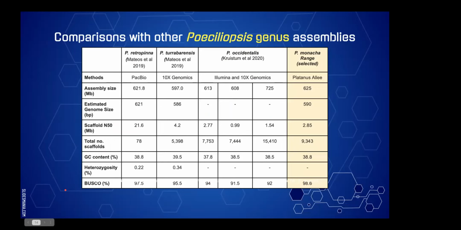In this table, we can compare our P. monaca results located on the far right to 3 other de novo genome assemblies of fish in the Poeciliopsis genus, P. retropina, P. turberinus, and P. occidentalis. We can see that our results resemble previous results from other genome assembly papers, especially our assembly size, GC content, and BUSCO score, which gives us a degree of confidence in our assembly. It also suggests that the assembly can be used as a reference for other hybridogenetic genome assemblies.